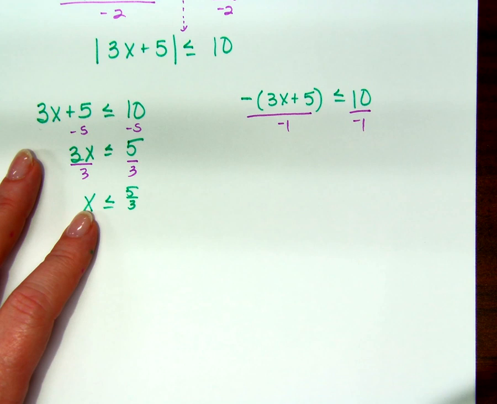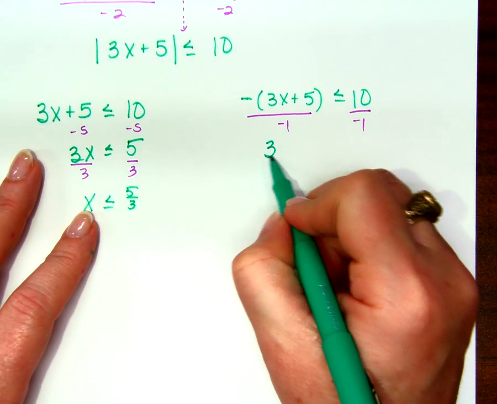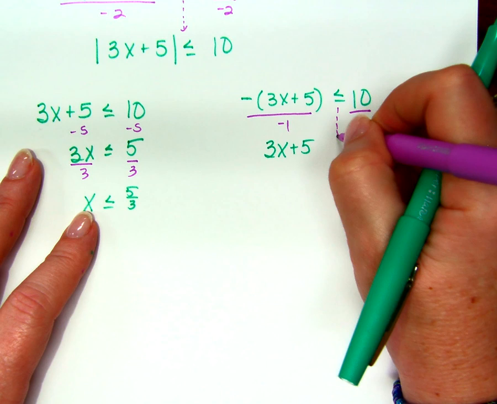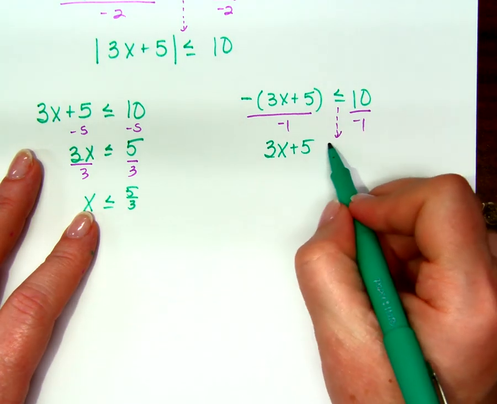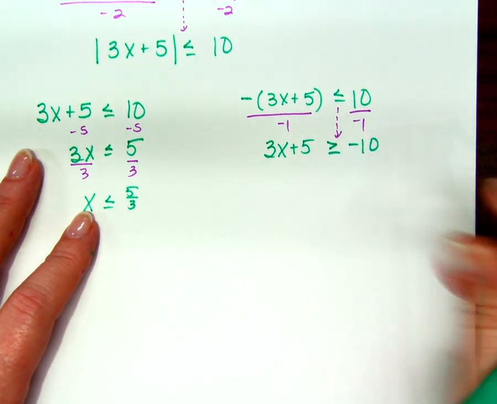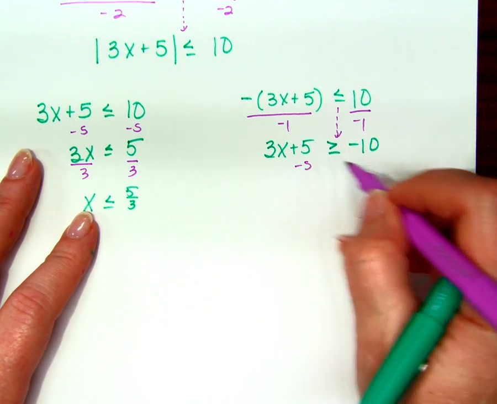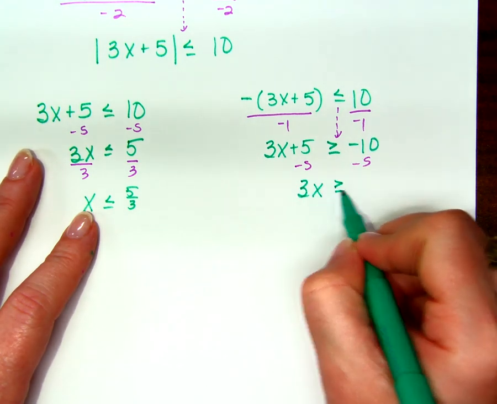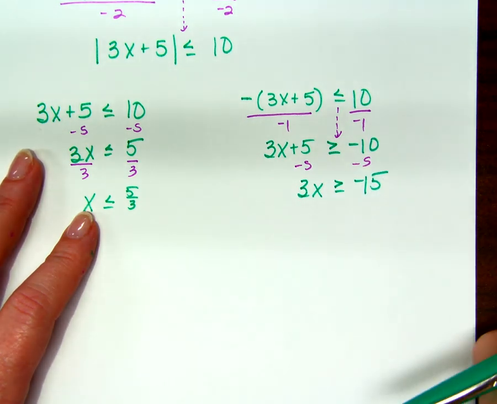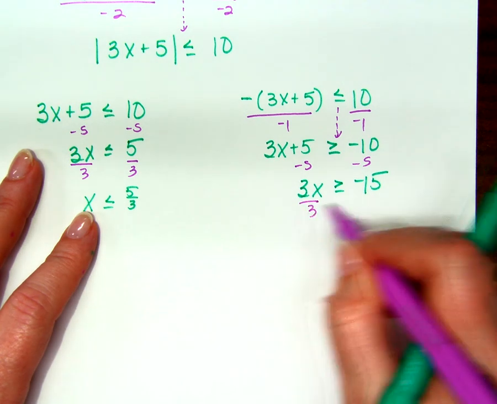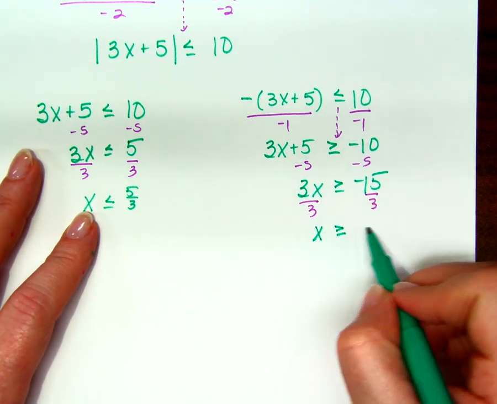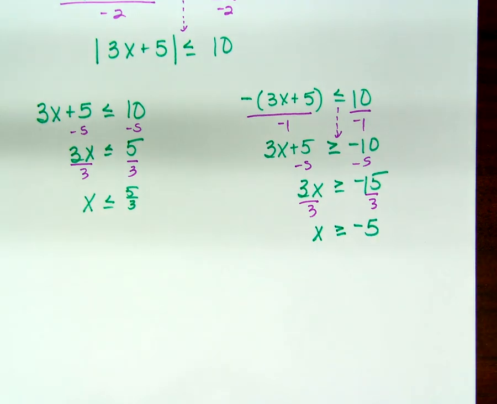Alarm bells. Okay. This one right here. So greater than or equal to negative 10. So now subtract 5 from both sides. 3x is greater than or equal to negative 15. So x is greater than or equal to negative 5.